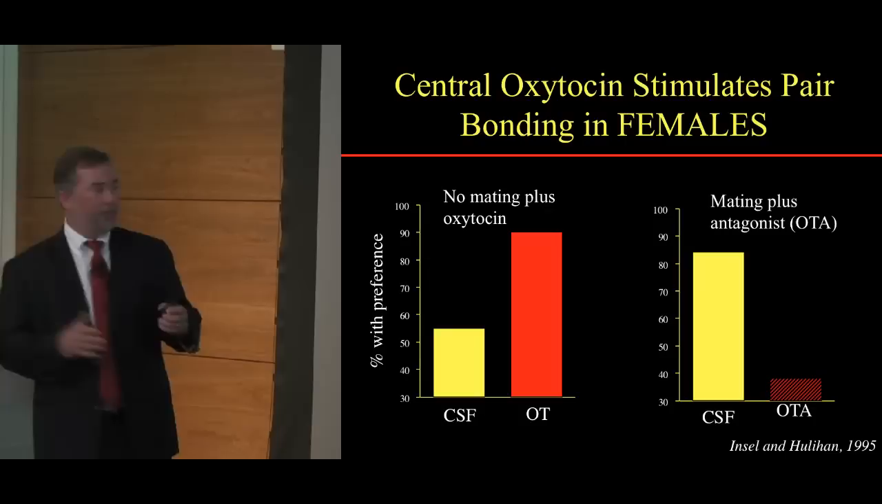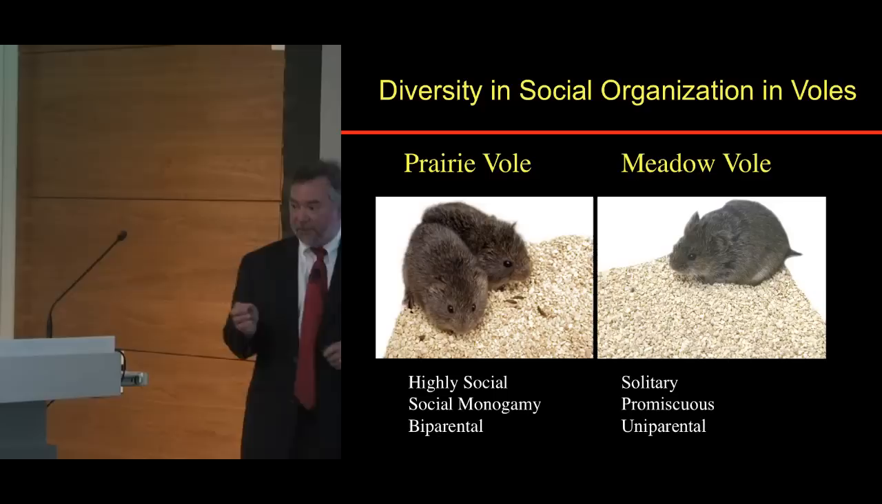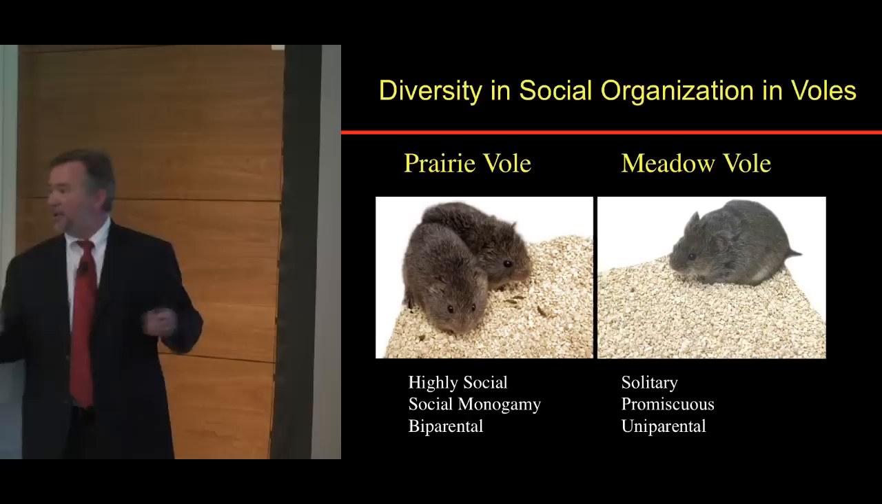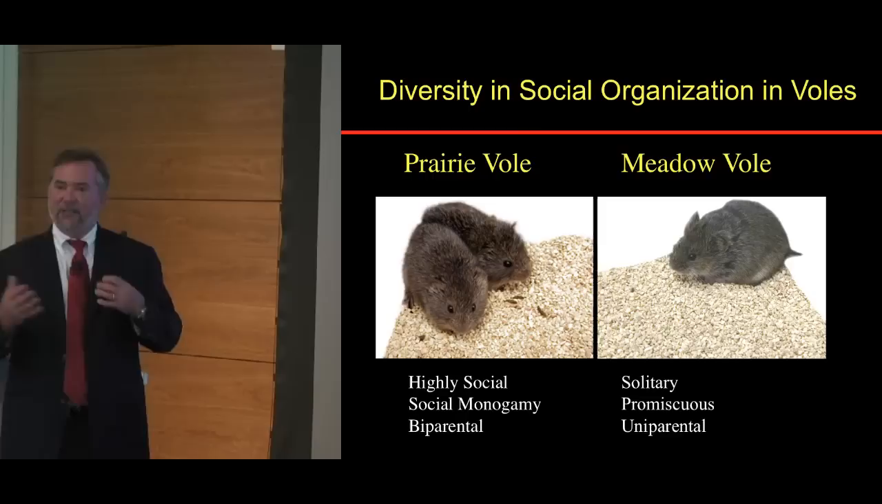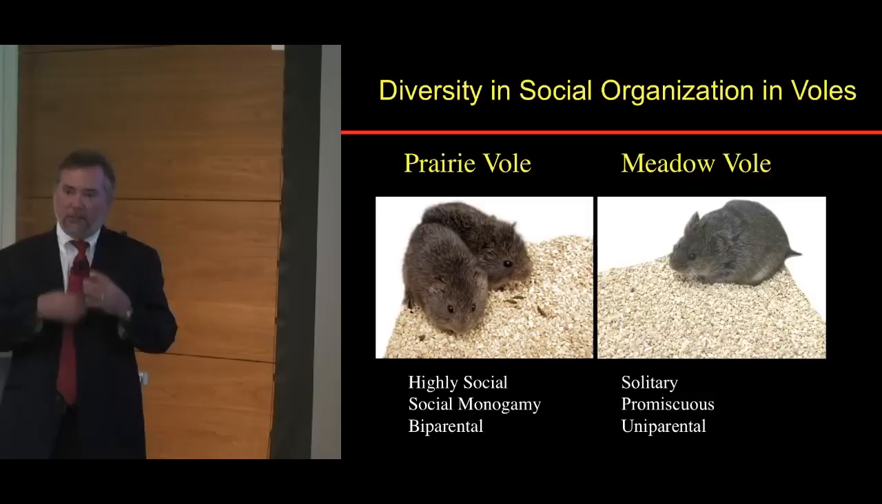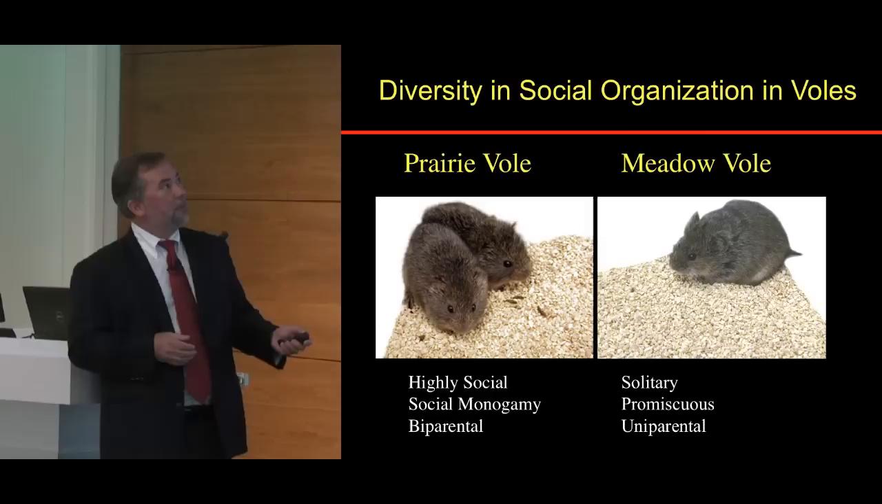Now, one of the very cool things about the prairie vole system is that there are different species of voles that look almost identical, but their behavior is very, very different. So the prairie voles, I already showed you, not only are they monogamous, but they crave social contact. They spend a lot of their time interacting with each other, grooming each other, and the males help rear the offspring. But we also have species like the meadow voles, which look very similar, but they're pretty much asocial.